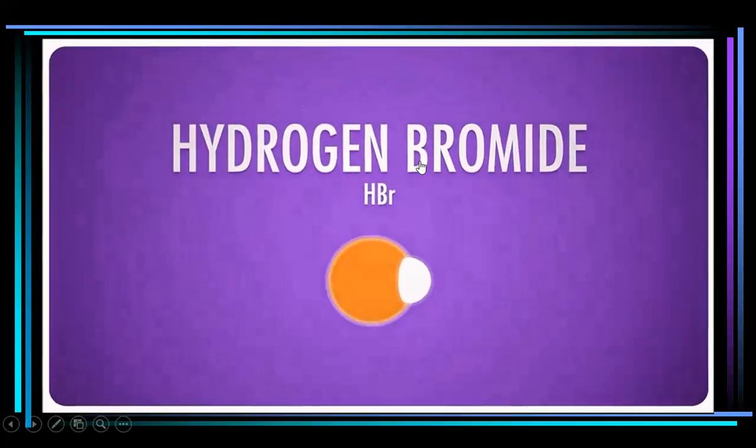For instance, partial charges occur in hydrogen bromide because the electrons are more attracted to the bromine than they are to the hydrogen. So the negative charges around the bromines are attracted to the positive charges around the hydrogens on other hydrogen bromide molecules, and that helps to hold the molecules close to each other.